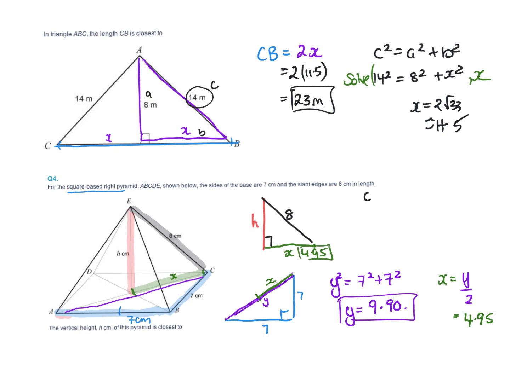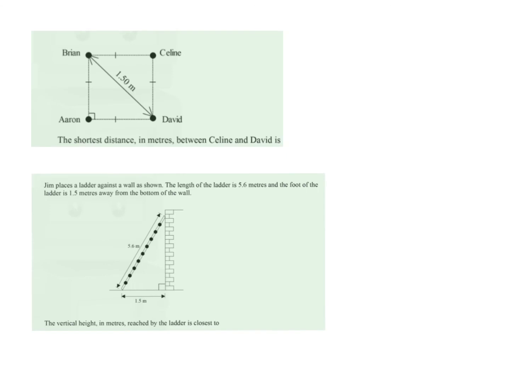same Pythag rule again. So this is C, this is A and B. So I'll have 8 squared equals h squared plus 4.95 squared. Pop that into solve and we'll get our answer, which will be h, the height will equal, I'm just going to round, 6.3 centimeters. Okay. All right. So there's another 3D one. 3D ones are generally 2-step with Pythag.